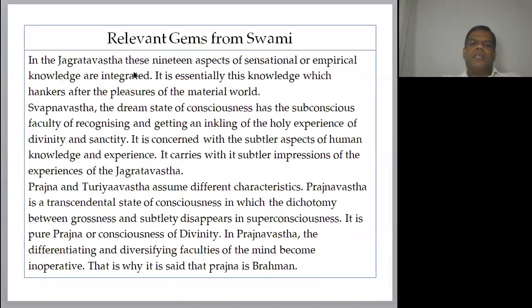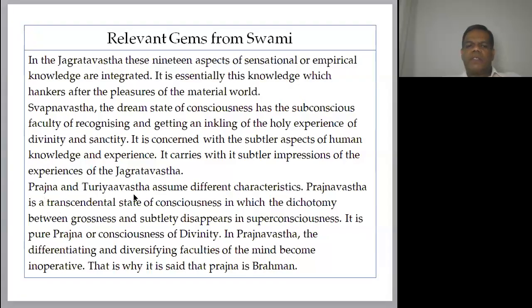In the Jagrata Avastha, these 19 aspects of sensational or empirical knowledge are integrated. It is essentially this knowledge which hankers after the pleasures of the material world. Swapnavastha, the dream state of consciousness, has the subconscious faculty of recognizing and getting an inkling of the holy experience of divinity and sanctity. It is concerned with the subtler aspects of human knowledge and experience.